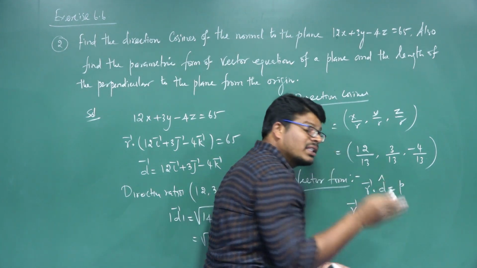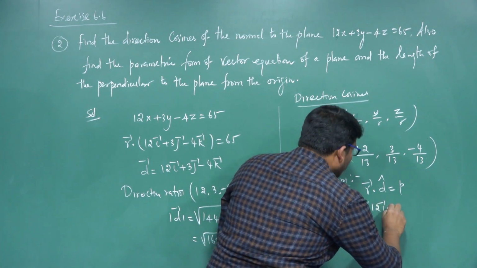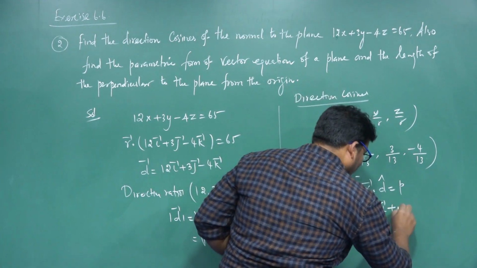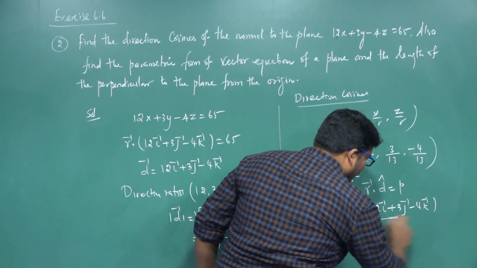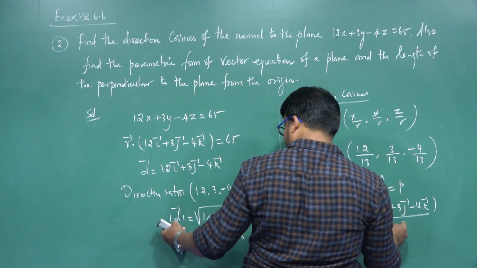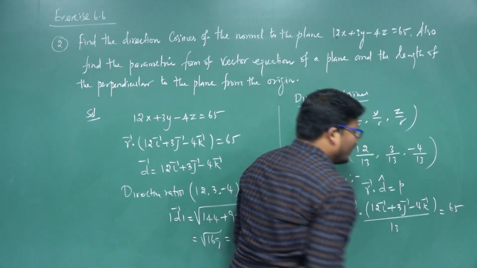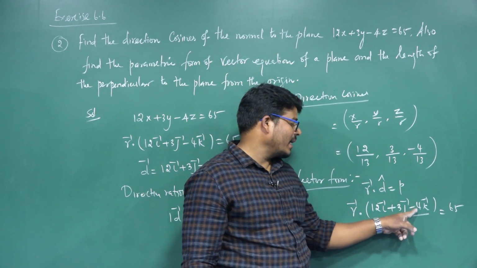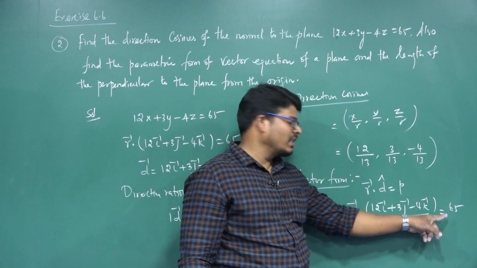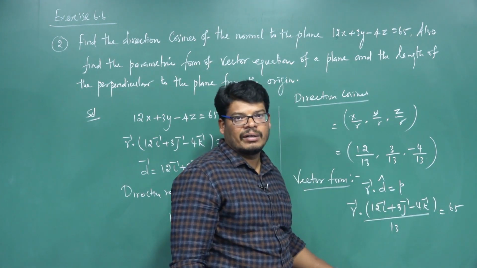Already you know d cap is d vector by modulus of d vector. D vector is 12i vector plus 3j vector minus 4k vector by modulus of d vector. Already modulus of d vector equals 13. So 13 equals 65. That is r vector dot (12i vector plus 3j vector minus 4k vector) divided by 13 equals 65, which is the parametric form of the vector equation.